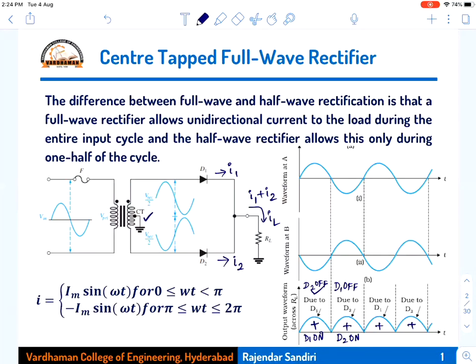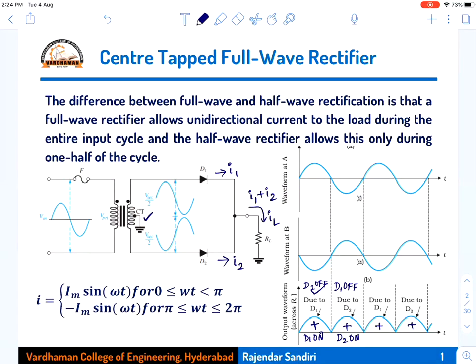Full wave rectified output means it is conducting for the full cycle, but at a time only one diode is responsible for one half cycle. So D1 is responsible for the first half cycle, D2 is responsible for the second half cycle. So two half wave rectifiers together are converting the AC input signal to the pulsating DC output signal, which is of the shape of a full wave rectified signal.